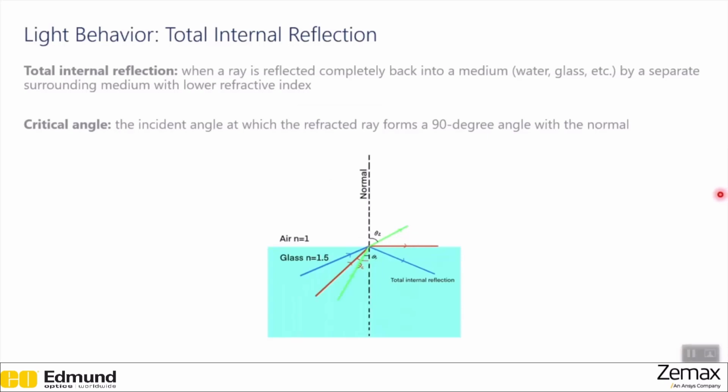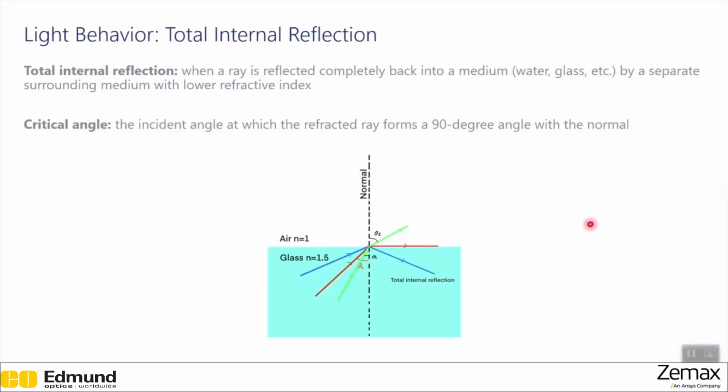Total internal reflection is when a ray is reflected completely back into a medium by a separate surrounding medium with a lower refractive index. So it's important to note this can only happen if the second medium has a lower refractive index, not if it is a higher one. And the critical angle is the incident angle at which the refracted ray forms a 90-degree angle with the normal.